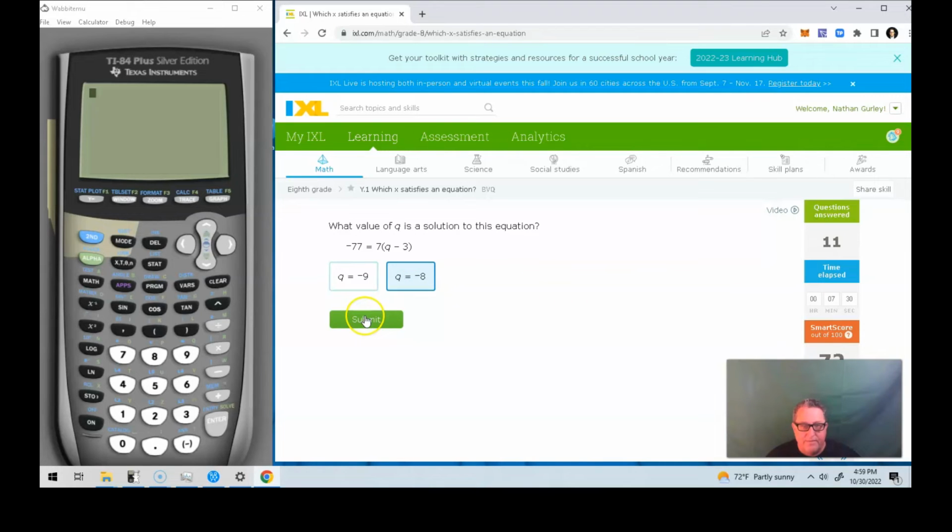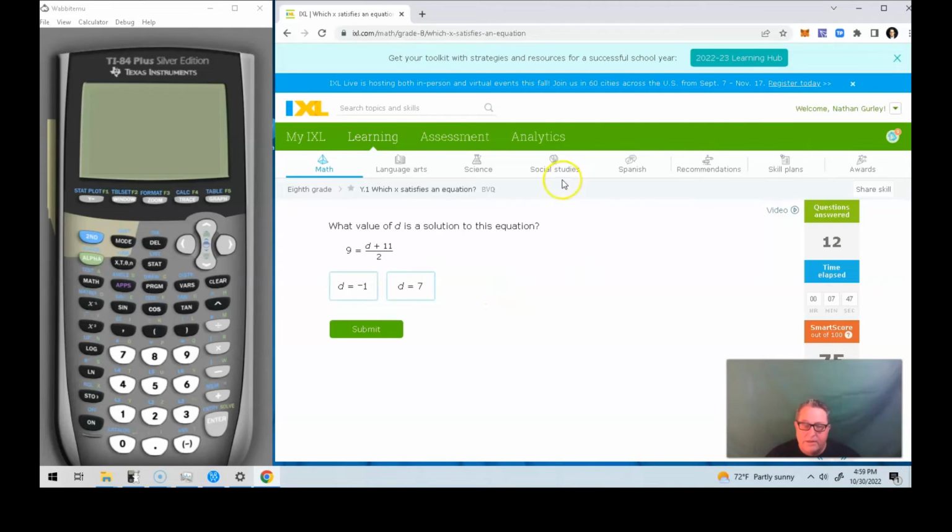So we'll go with that. If we plugged in negative 8, negative 8 minus 3 is negative 11. 7 times negative 11 is negative 77. So there's a couple of different ways you can do all these things.